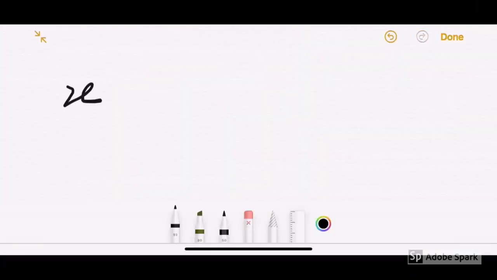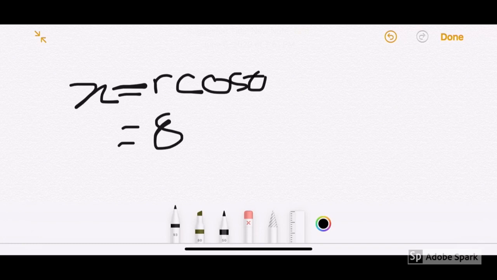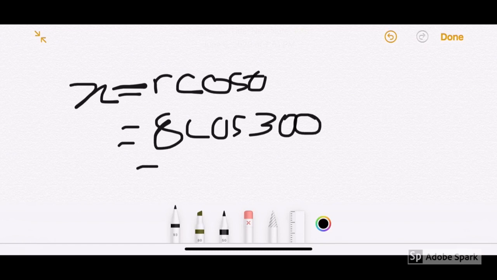So the first question is asking, what are the rectangular coordinates that the robot will need to calculate? So we know that r equals 8 and theta equals 300°. So by using the conversion formula, plug in the appropriate points. So it becomes x equals 8 cosine 300°. Use your calculator to find the answer. So the answer is 4.